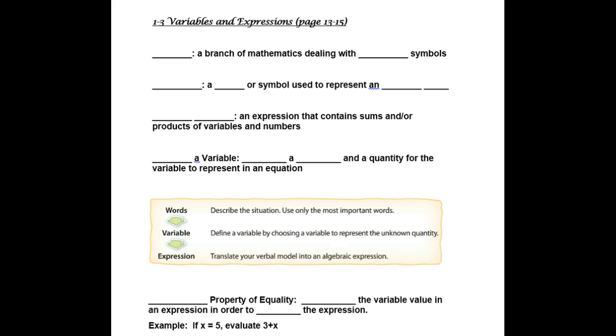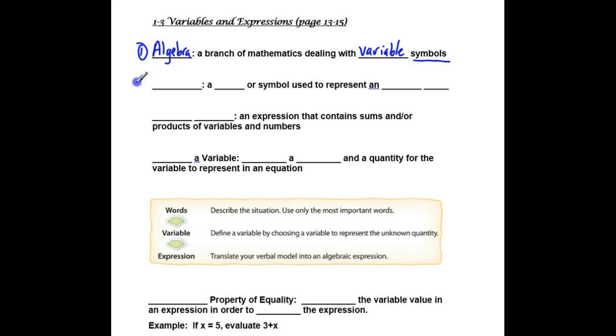We will be copying everything down to take care of the information we need to know in this particular section. All right, right here, a branch of mathematics. This word is algebra. It's a branch of mathematics that deals with variable symbols. That's what algebra is. It's using symbols to represent numbers.